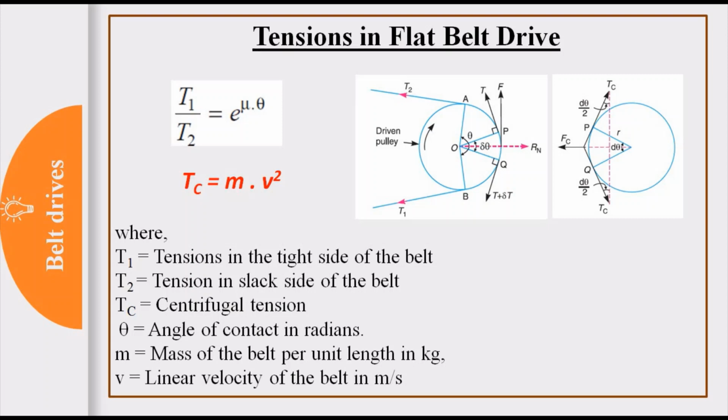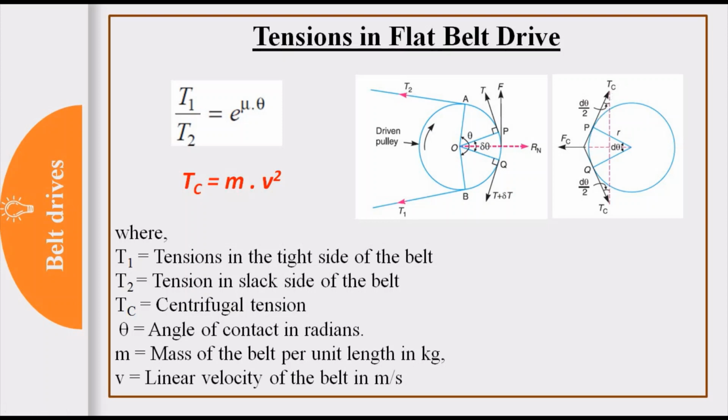But here one more type of tension is there, that is centrifugal tension. We know that centrifugal means away from the center. As the belt is continuously running on pulleys, there is a centrifugal force present. You can observe here Fc is the centrifugal force which is away from the center. As pulleys are rotating, centrifugal force is present. Due to this centrifugal force, there is tension in the belt, and that tension is known as centrifugal tension, which is denoted as Tc, which is shown here.